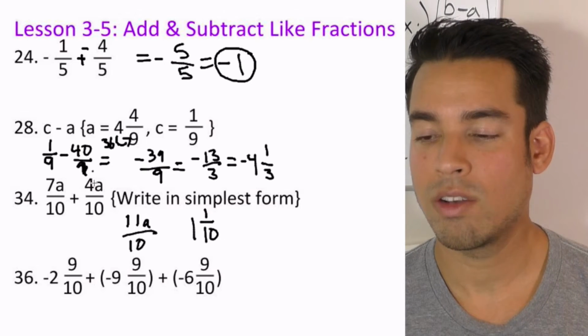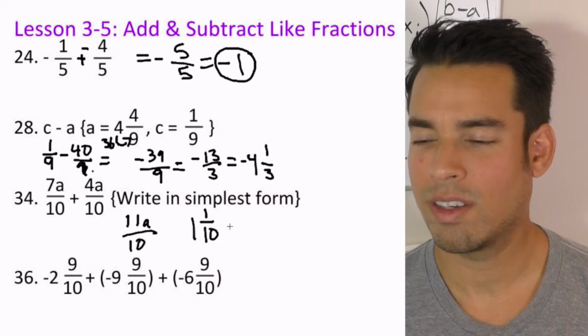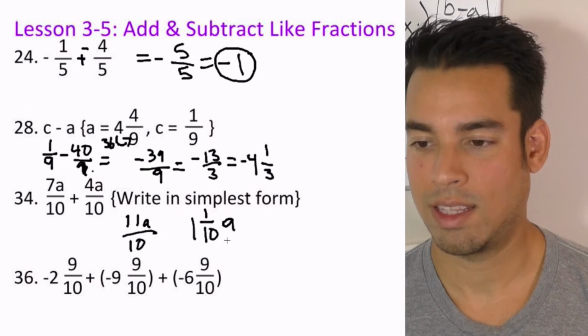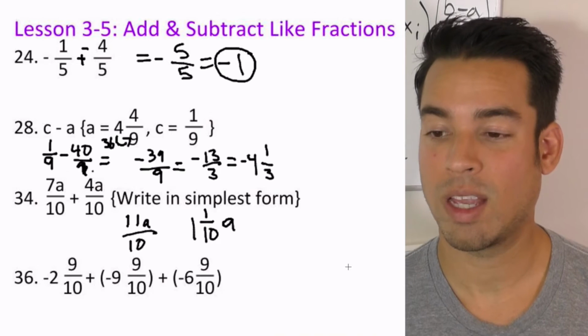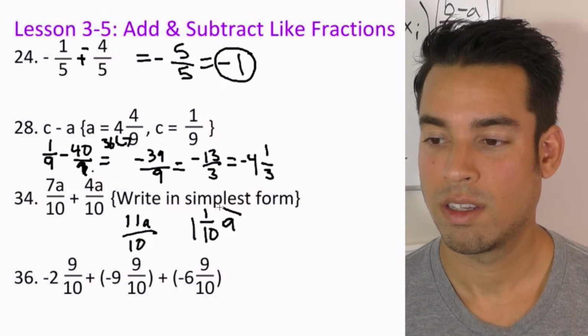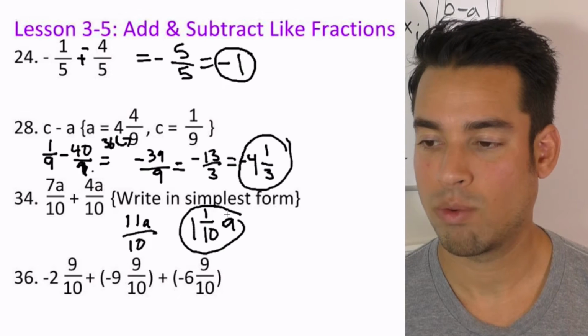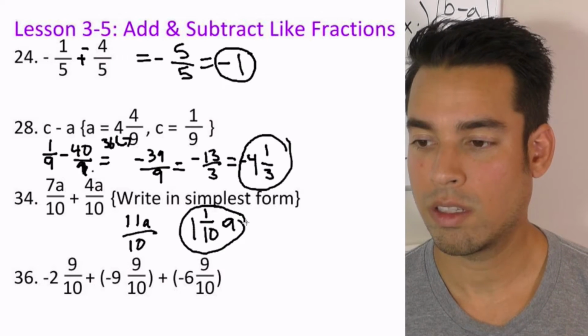Whatever is in that numerator, we can put the a in the numerator, it doesn't matter, or we can put it right here. 1 and 1/10 a's. That's how many a's we have total after this problem. And let me circle this up here too. That -4 and 1/3. All right, quick lesson here.